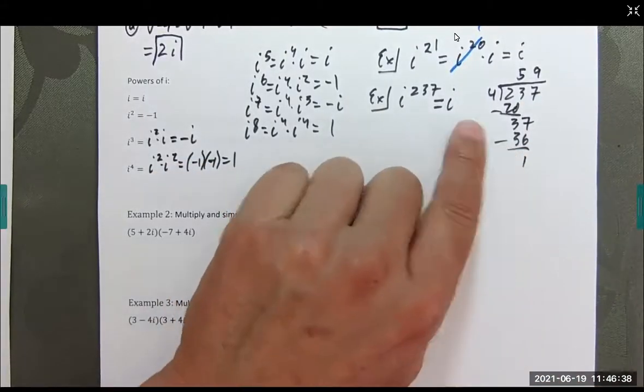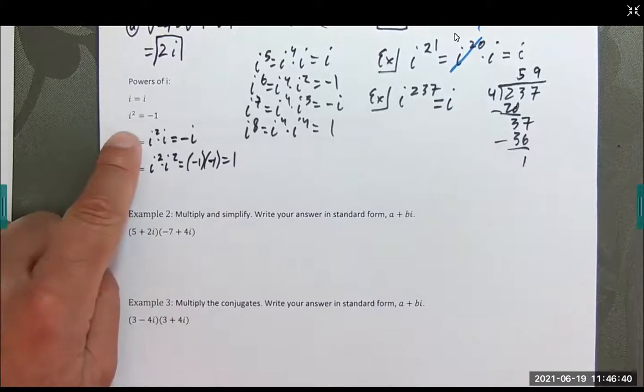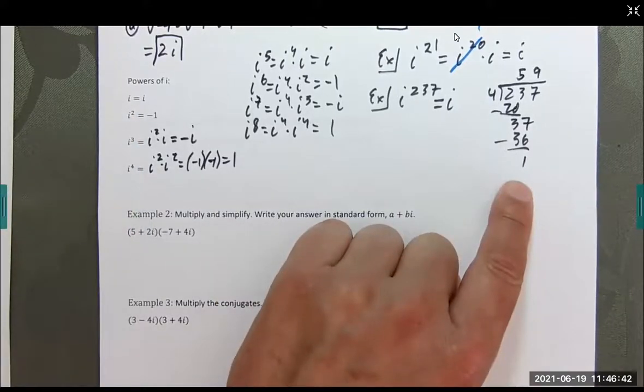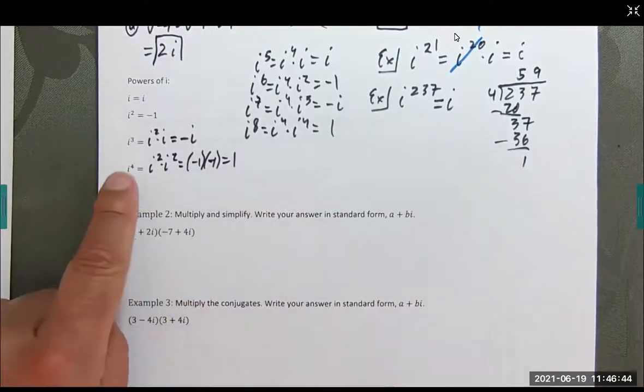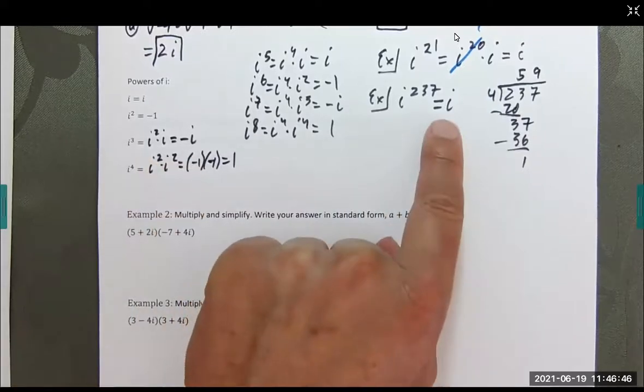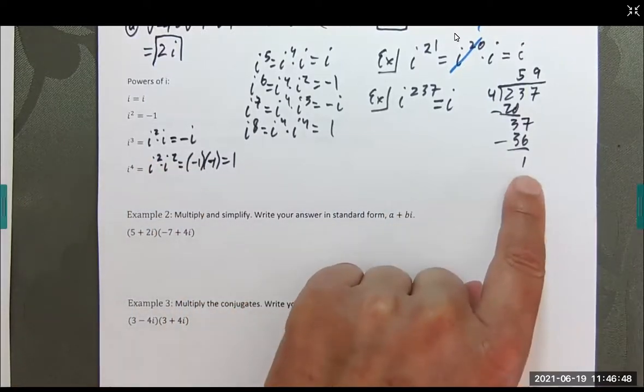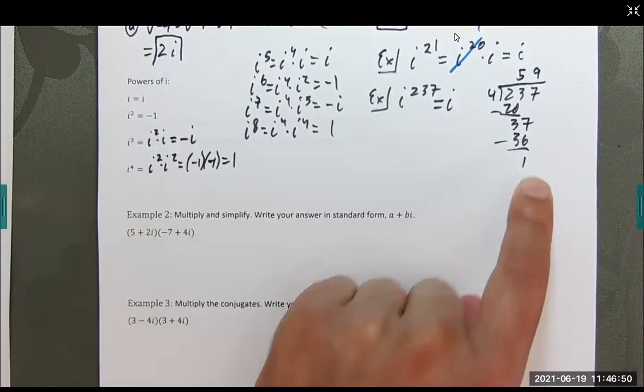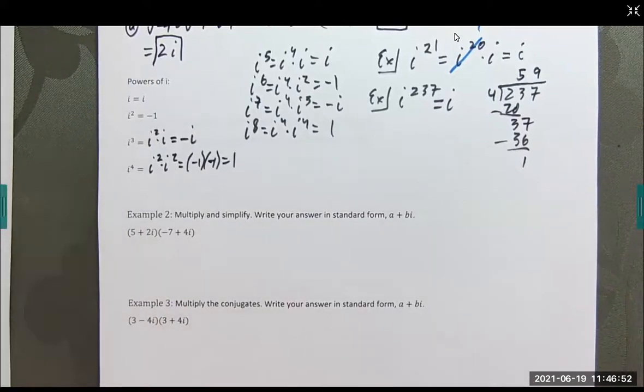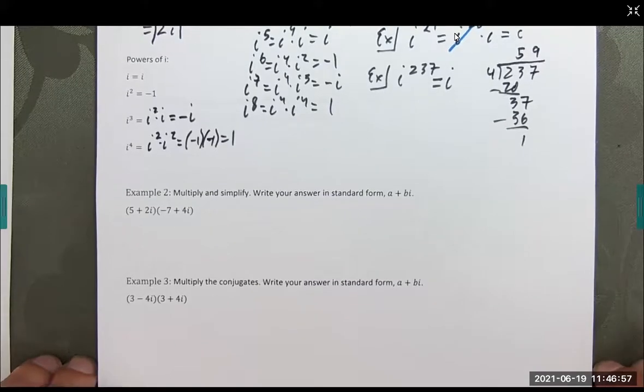If that was a 2, it'd be I to the second power, and then I would simplify it. If that was a 3, that would be I to the third power, so I would put negative I. If it was 0, that means it's a multiple of 4, so it's just a 1. We need to practice with those. So just divide by 4.